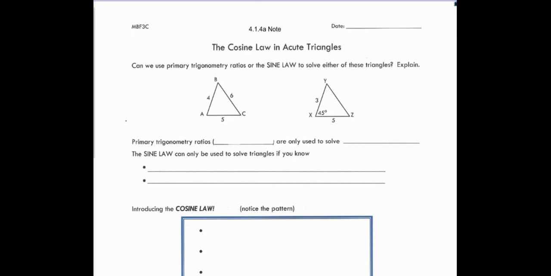Hello and welcome to grade 11 college math. We're in unit 4 of trigonometry, and we'll be doing lesson 4 on the cosine law in acute triangles.